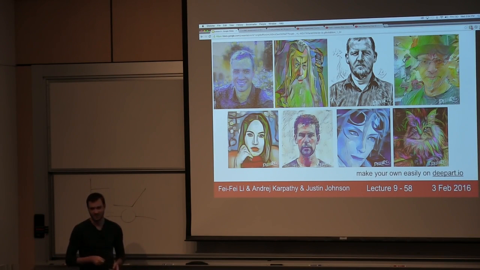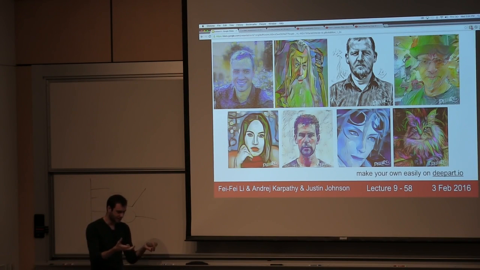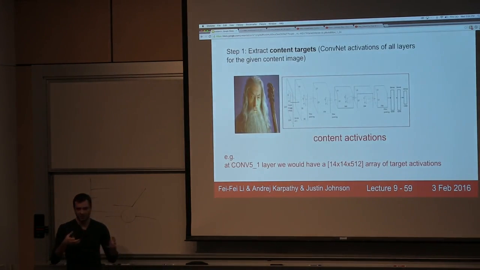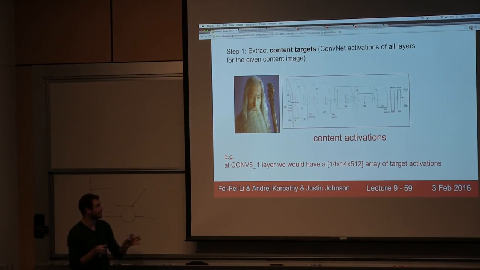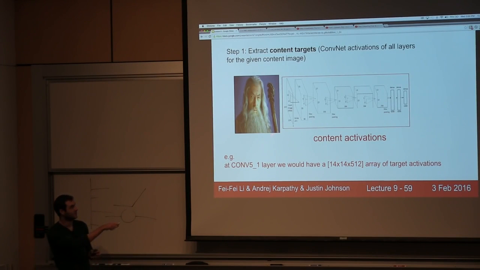So let's see how neural style works. It's also a simple idea, kind of like Deep Dream. We have two images in the input: a content image and a style image. We want to transfer that style onto the content image. What we'll do is pass both of them through a ComNet. First we'll take the content image and pass it through a ComNet, and we are going to record all the raw activations in the ComNet.